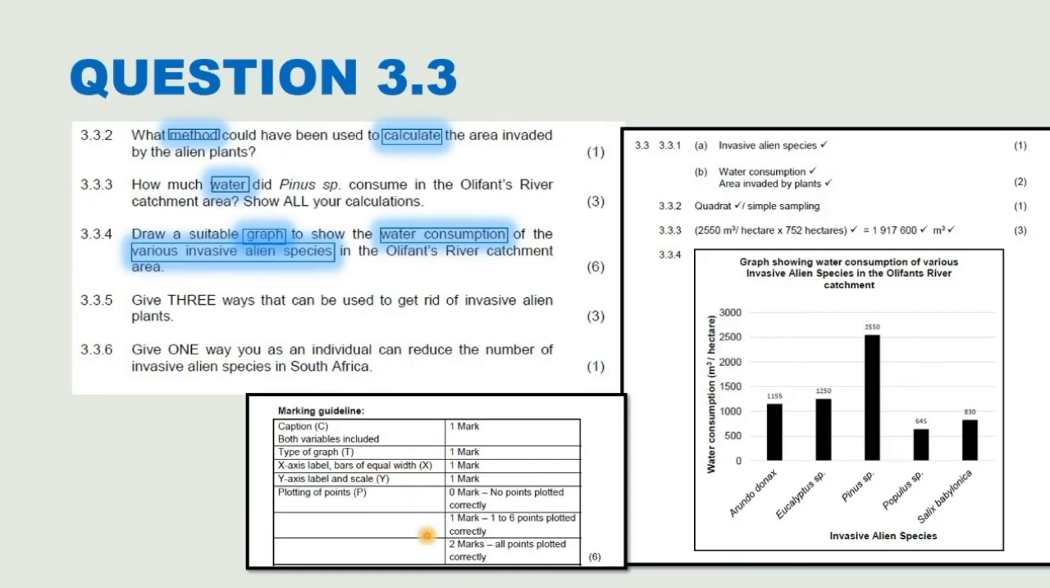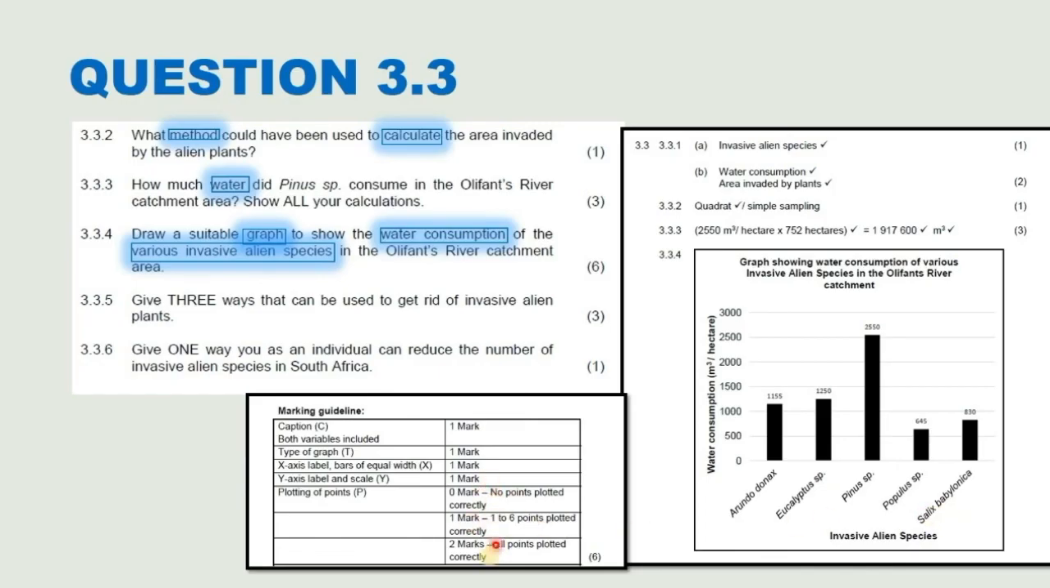You get 1 mark for your X label, and that the bars are equally spaced apart. So the distance over here should be the same, and the space and the size of the bars should be equal. Then the y-axis, also 1 mark. Your scale should be appropriate, spaces should be equal, and then also your label. So water consumption, remember you need to add the unit, and alien invasive species here at the bottom, and you have to include the different species.